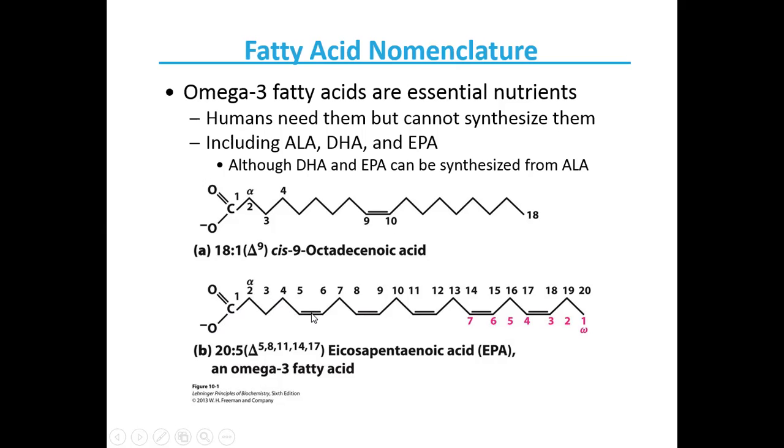The first double bond is at position 5, the second is at 8, the third is at 11, the fourth is at 14, and the fifth is at 17. But if we look from the omega end, the omega carbon is carbon number 1, then carbon number 2, and carbon number 3. This double bond is present between carbon number 3 and carbon number 4. So this 20:5 fatty acid will be an omega 3 fatty acid.